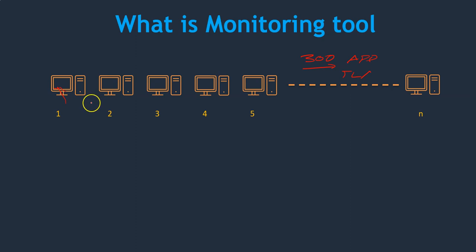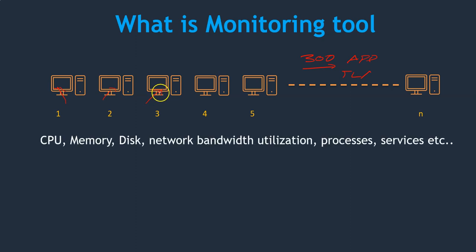Now, as a day-to-day activity, you have to log into each system and monitor the behavior of the system. Behavior is nothing but you need to check the CPU, memory, disk, network bandwidth, processes, services, users, file system utilizations, and a lot of things. So practically, it is highly impossible to monitor all these things by logging into each system. Is there any alternative way to do this?